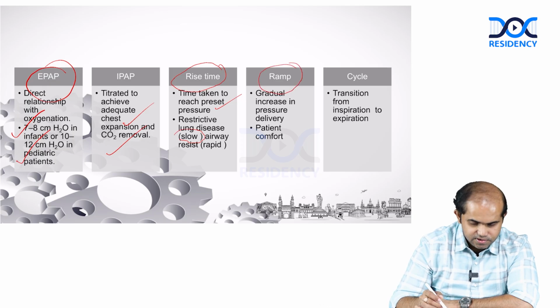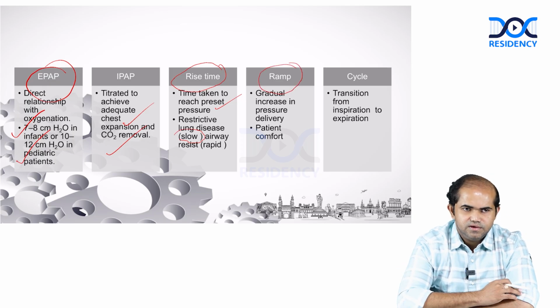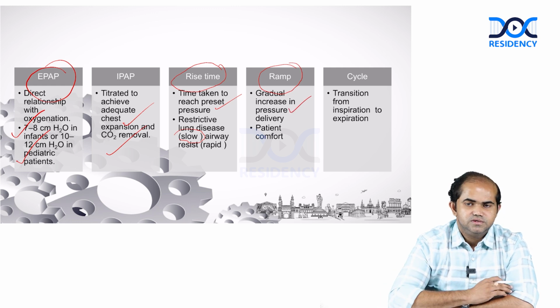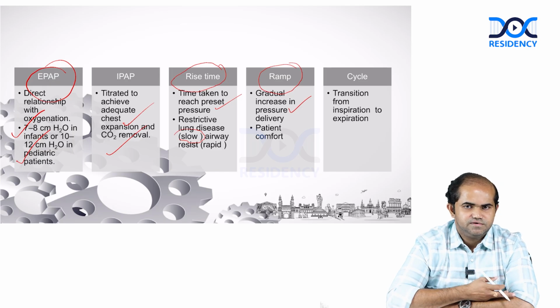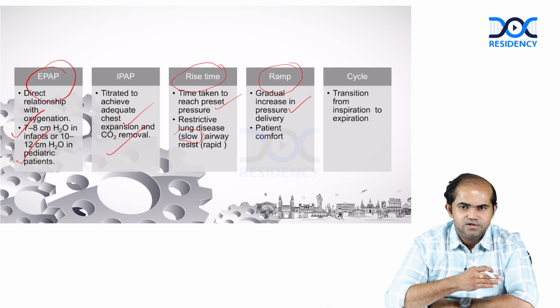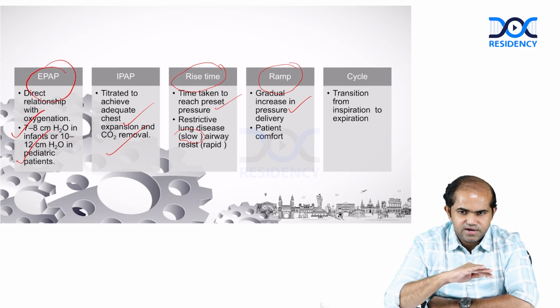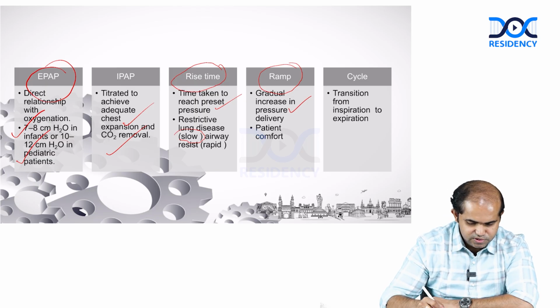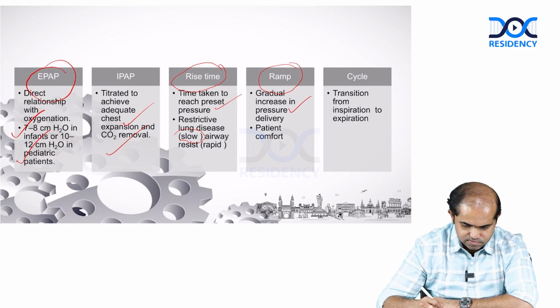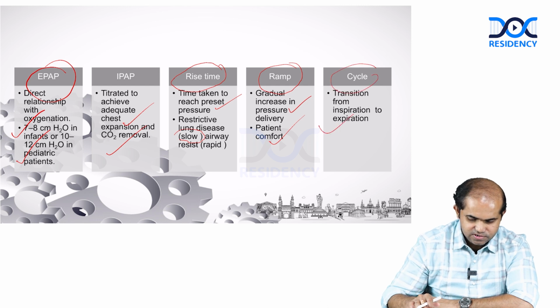Ramp time is a gradual increase in the pressure delivery. We usually put the child on NIV many times, at home or elsewhere. You can't directly put the child on NIV and start with IPAP around 20 and EPAP around 10. Definitely the child is not going to tolerate it. If you give time with a gradual increase in the pressure, the child's tolerance will be better, and the child gets accustomed to it very easily. The pressures will rise very slowly, and the ramp time will go slowly. So you have to gradually increase the pressure delivery. In that way, patient comfort will be better. The cycle is the transition from inspiration to expiration.